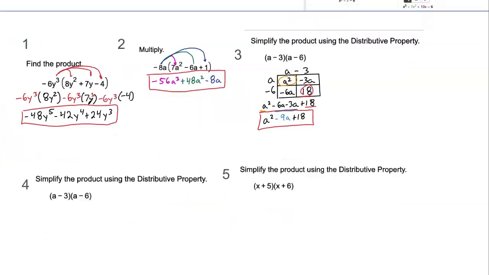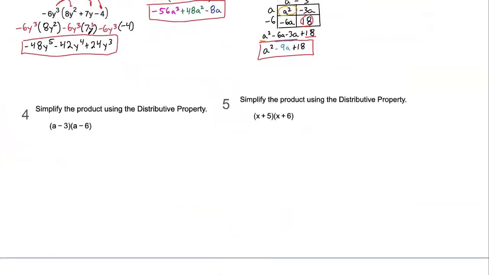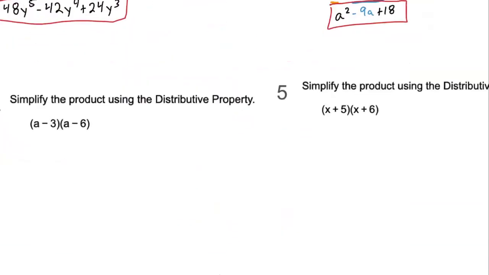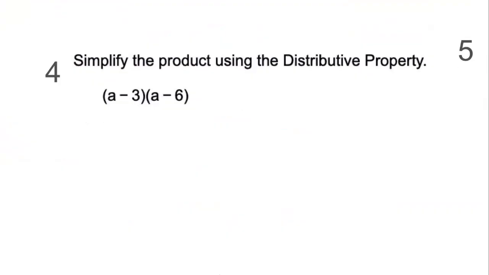Okay, let's go to number 4. We're going to do the exact same thing. We're going to do the Punnett square. What's your question? Probably just the same exact thing.